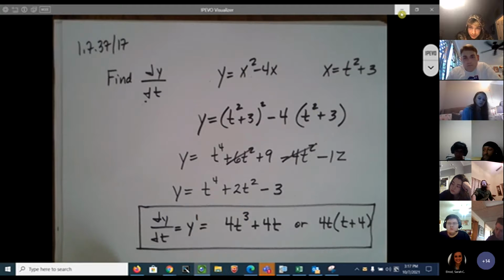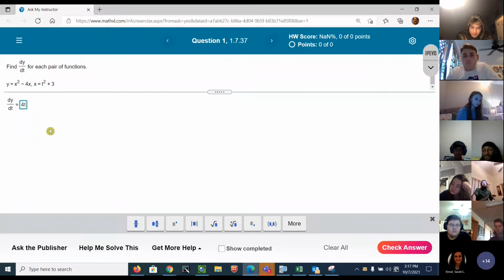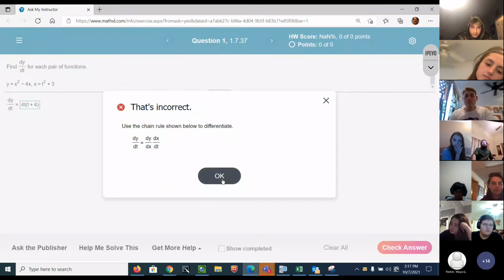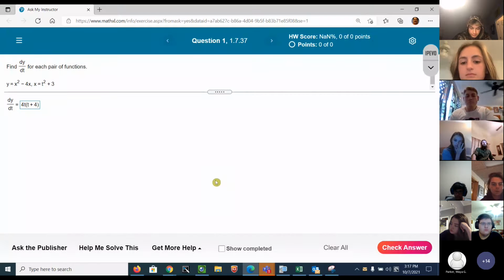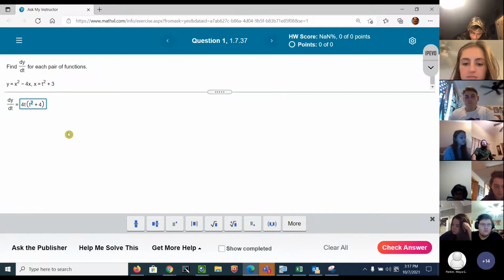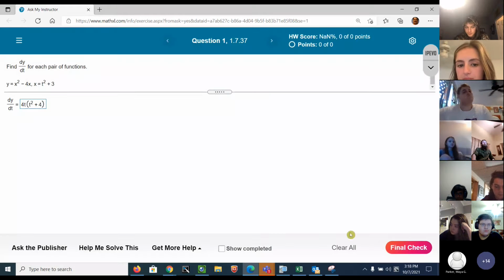So let's see what they get. 4t, parentheses, t plus 4. Okay. Oh, t squared. That's why it's wrong. T squared plus 4. Put a square here. T squared. There we go. Okay, I have no idea what the answer is, or plus 1.